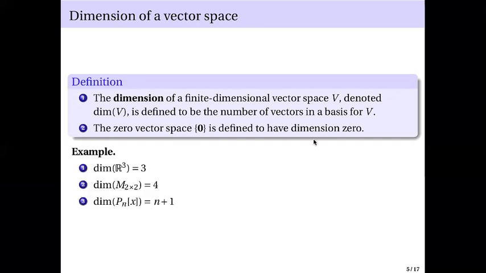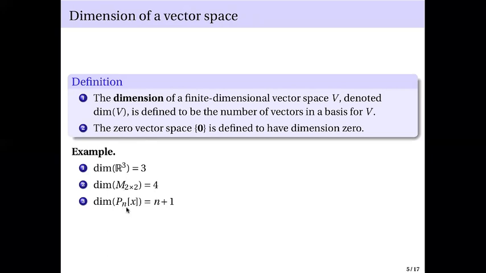So for example, the dimension of the Euclidean space R3 is 3. That's why I always say this is the 3-dimensional space, and R2 I always say is the 2-dimensional space. Now, for M22, we've seen that a basis has 4 elements. So the dimension of M22 is equal to 4.